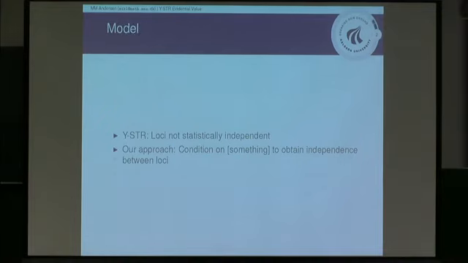The idea behind the model is that we know the loci are not independent on the Y chromosome. So the idea is to condition on something to obtain independence, so we obtain conditional independence.